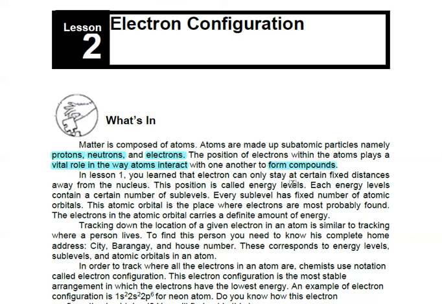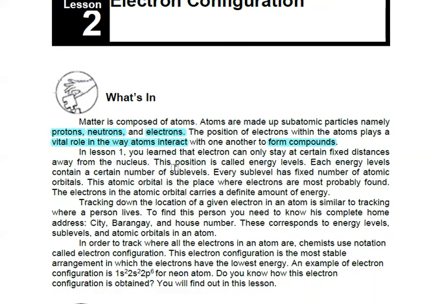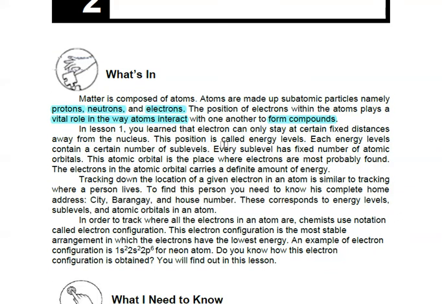to form compounds. So, in lesson 1, you learned that the electron can stay at certain fixed distances away from the nucleus, and this position is called energy levels. Each energy level contains a certain number of sublevels, and each sublevel has a fixed number of atomic orbitals. The atomic orbital, again, is the place where the electrons are most probably found. Alright, and the electrons in an atomic orbital carry a definite amount of energy.